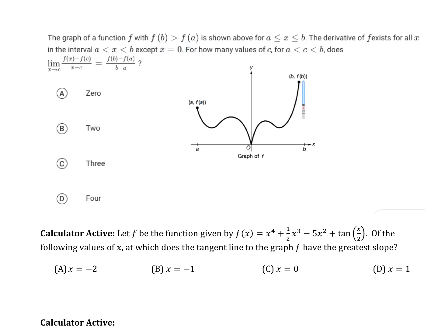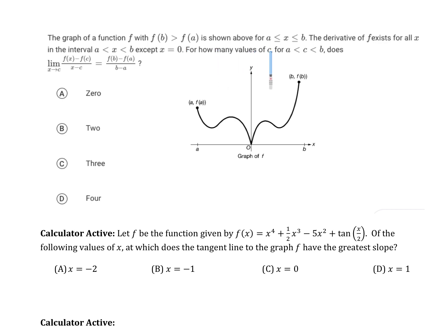F of B is higher. Exactly. It's higher on the graph than this y value over here. Agreed. And then they're saying between a and b, we are bounded between a and b. Those are my bounds. Cool. And it says the derivative exists. We don't know what that means yet, and that's okay.